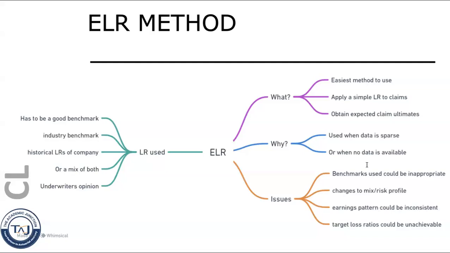It should also have a solid backing from an underwriter, right? So an underwriter has to sign off on the loss ratio that is being used, and there has to be a statement of opinion by the underwriter before you use it in your ELR methods. Clear?